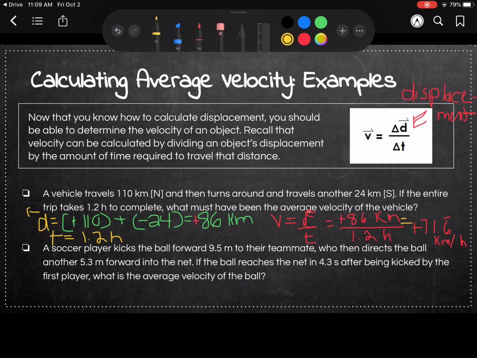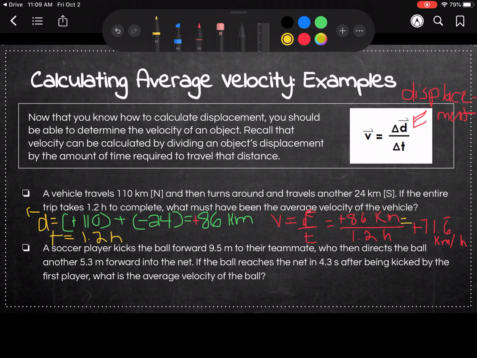Okay, so when we do that out, it equals positive 71.6 repeating kilometers an hour. All right, so not much different than when we were calculating speed, but we just need to do that displacement first. So just figuring out those directions and the positives and negatives so that we can figure that out. Let's do the bottom one here.